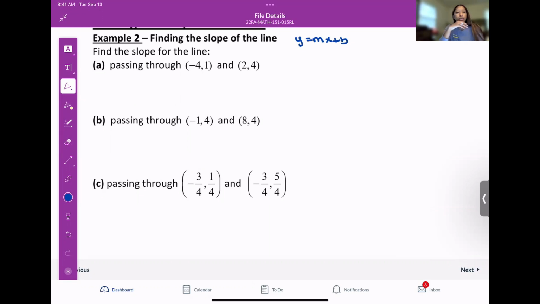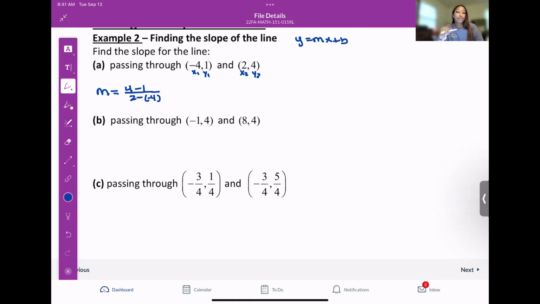All right, if you're given 2 points, your first step is always going to be to use y2 minus y1 over x2 minus x1, or delta y over delta x, to find the slope. So that's what we're going to do in A. We'll call this one x1 and y1, this one x2 and y2. Then the slope, y2 minus y1 over x2 minus x1, is going to be 4 minus 1 over 2 minus negative 4.